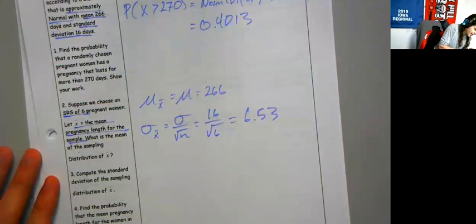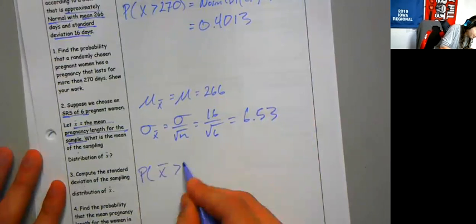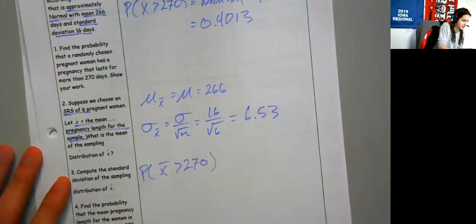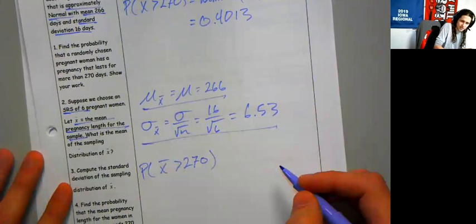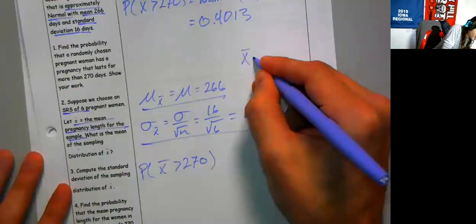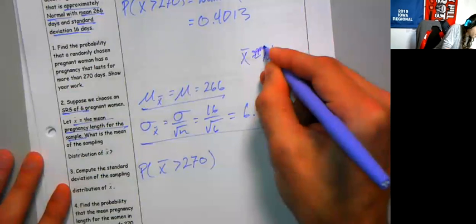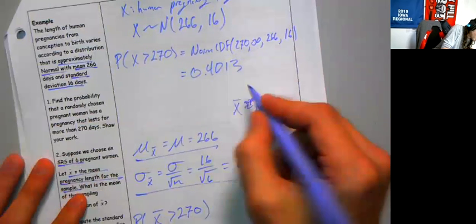Find the probability that the mean pregnancy length exceeds 270. So now we're going to find the probability that X bar is greater than 270. You should be able to do this. We've established the mean. We've established the standard deviation. Do we know if it's going to be normal? We do. How do we know that X bar is going to be approximately normal? We know it because the population was normal. X bar was approximately normal.